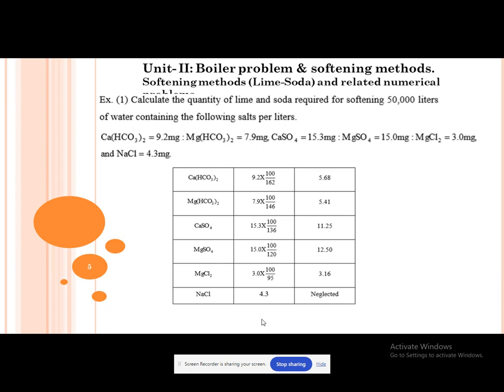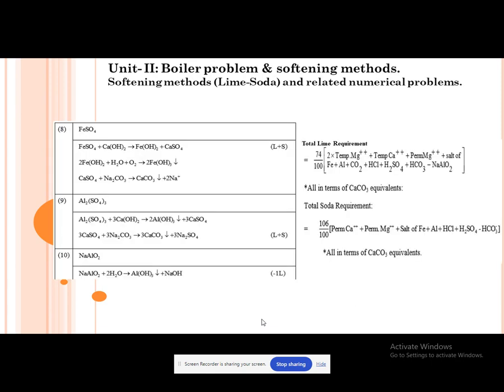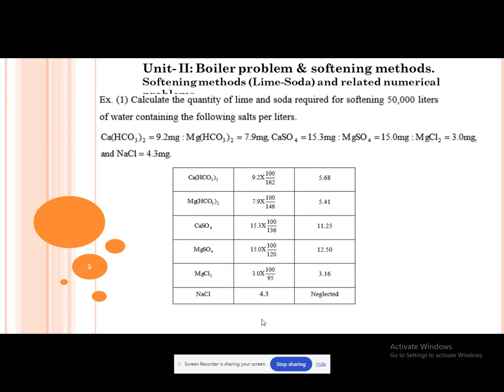So this is the numerical which I told you, for which we require the previous two formulas to solve it. Calculate the amount of lime and soda required for softening 50,000 liters of water containing the following salts per liter. That is calcium bicarbonate 9.2 milligram, magnesium bicarbonate 7.9 milligram, CaSO4 15.3 milligram, MgSO4 15.0 milligram per liter, MgCl2 3.0 milligram per liter, and NaCl 4.3 milligram per liter.